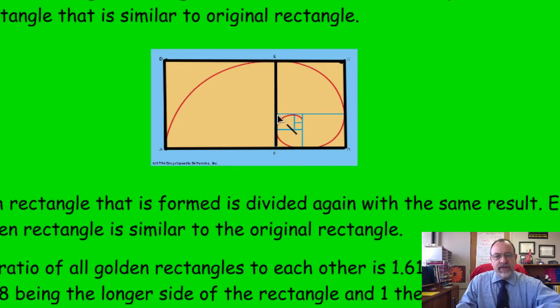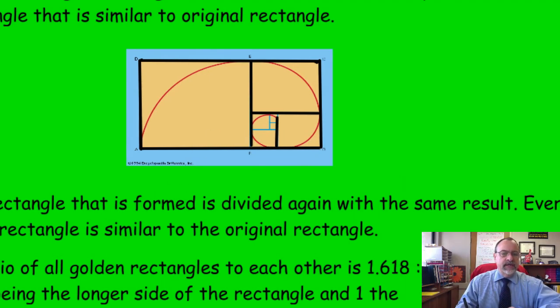And then if I were to take this rectangle that's now on the right here, and divide this into a square, this is a square, and then this rectangle, I didn't really do that very well, let me try that again. There we go. This square, and now this smaller rectangle would be similar to this rectangle and similar to the original. And I can keep doing this over and over again and keep getting these golden rectangles, or these rectangles that are similar to each other, by taking the rectangle and dividing it into a square and a rectangle.